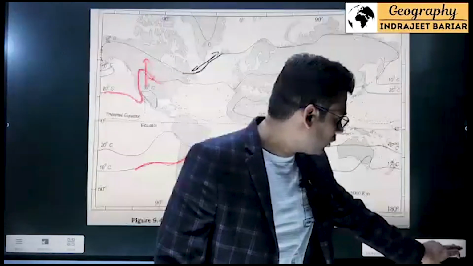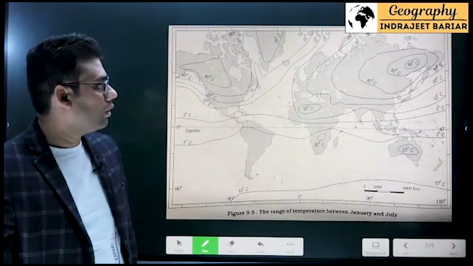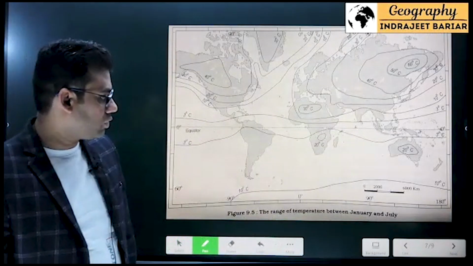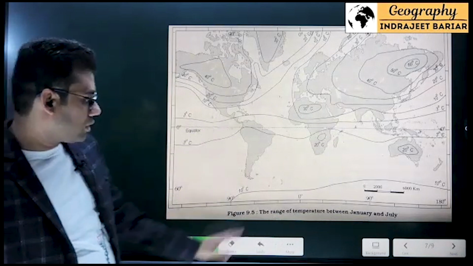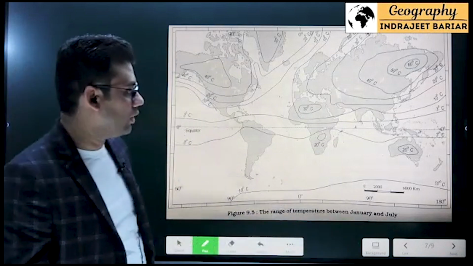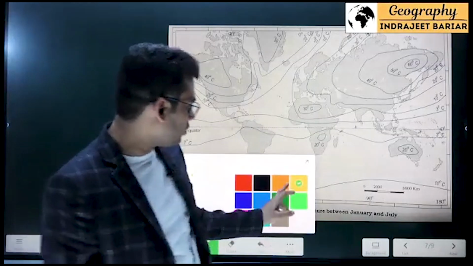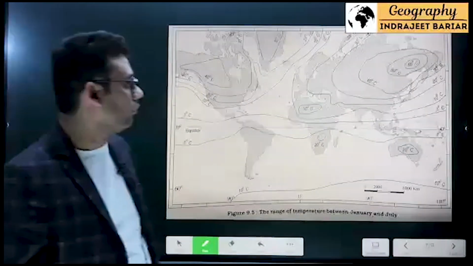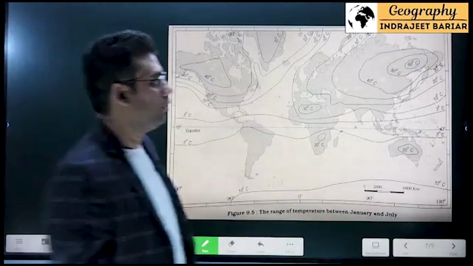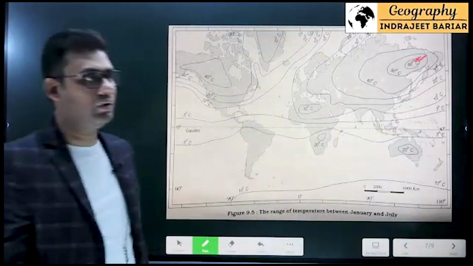Apart from that, one more thing that I see is the range of temperature. Now this range of temperature, if I check over here, is the range of temperature between January and July. And where do I find the highest range of temperature? Yes, everyone, the highest range of temperature, where do I find it? You can see it over here. This is the highest range of temperature.